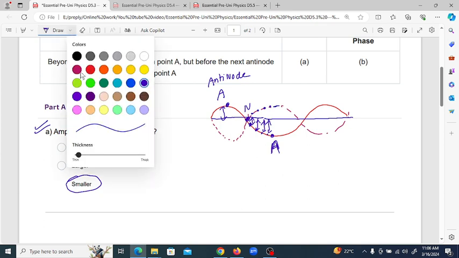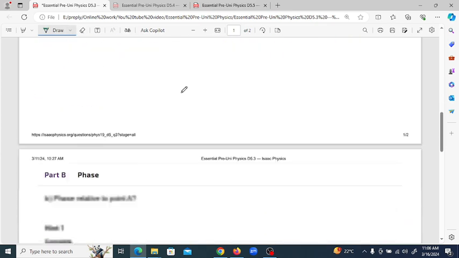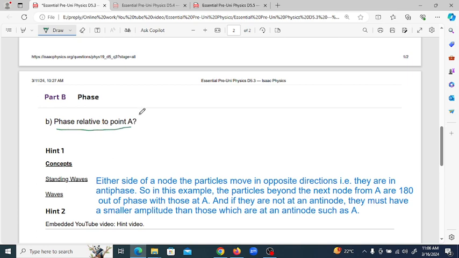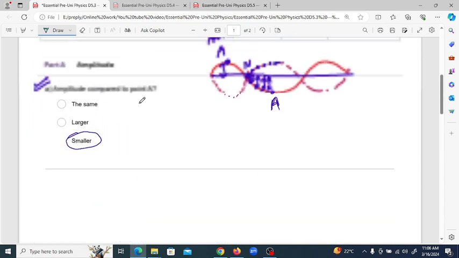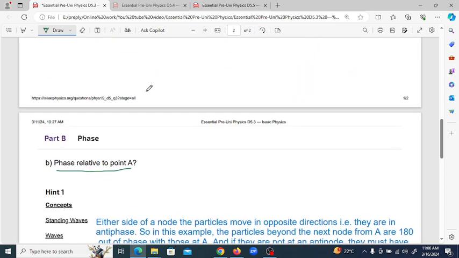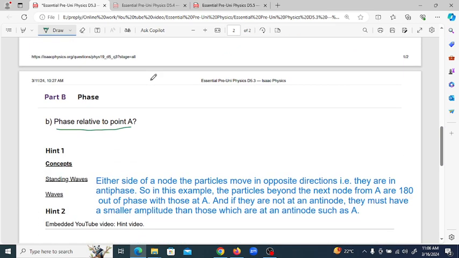Okay, now part B, he asks us to find the phase relationship to point A. So in order to find the phase relationship between these two points, let me draw the figure again. For example, we have this kind of stationary wave again, and then there is another wave in this direction. So this is the stationary wave pattern. Now this point is A, that is the antinode, and the next node is here, N, and beyond that node to the next antinode, all the particles are there.